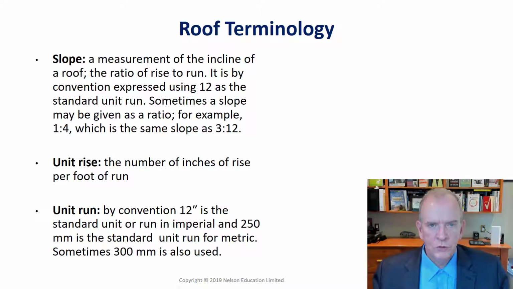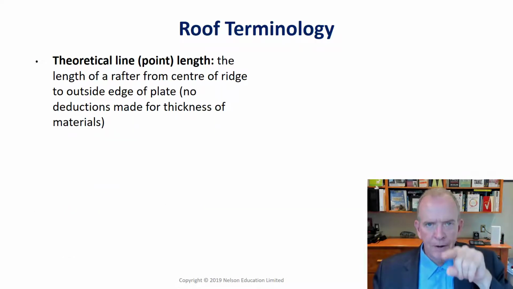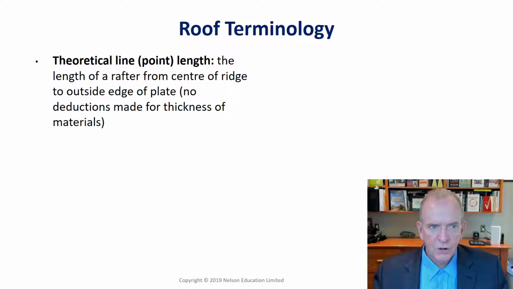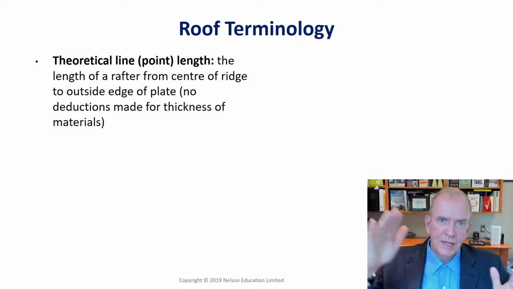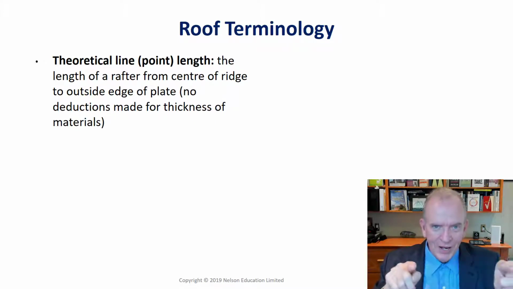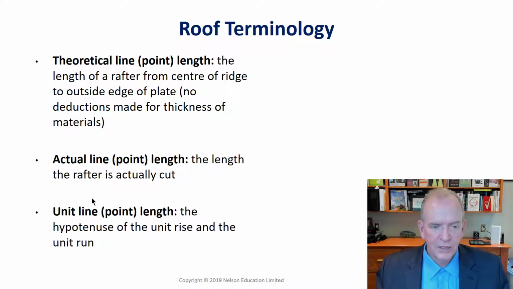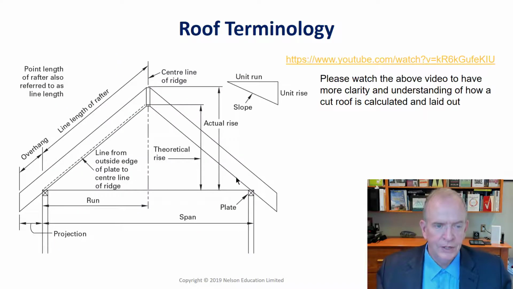So unit rise and unit run, that's part of the ratio of the slope. And the theoretical line length, that's the hypotenuse of the unit rise and the unit run. And if it's the theoretical line length of the whole roof, that's the length of your rafter. Then it's the hypotenuse of your run and your total rise. So let's take a look at the pictures. I think that'll enhance this.